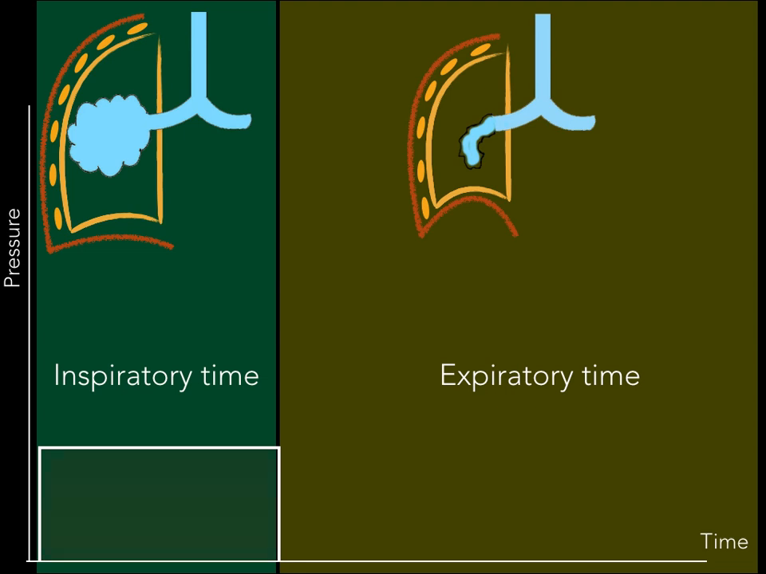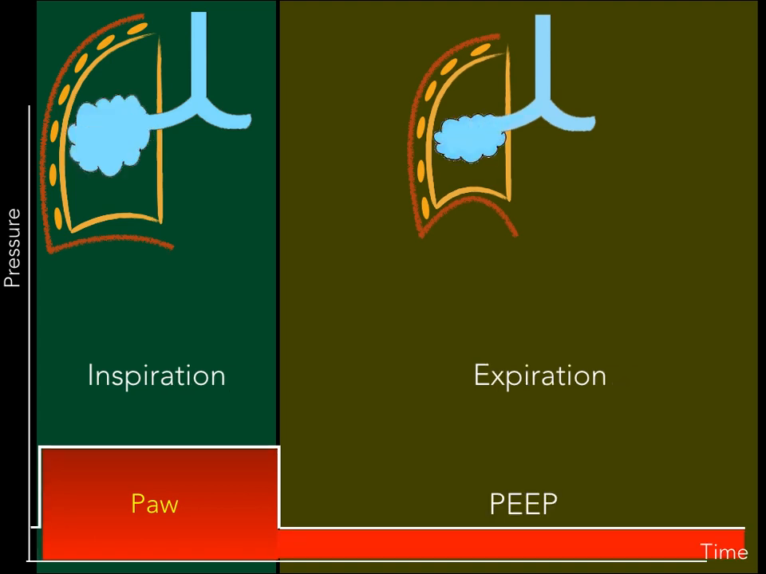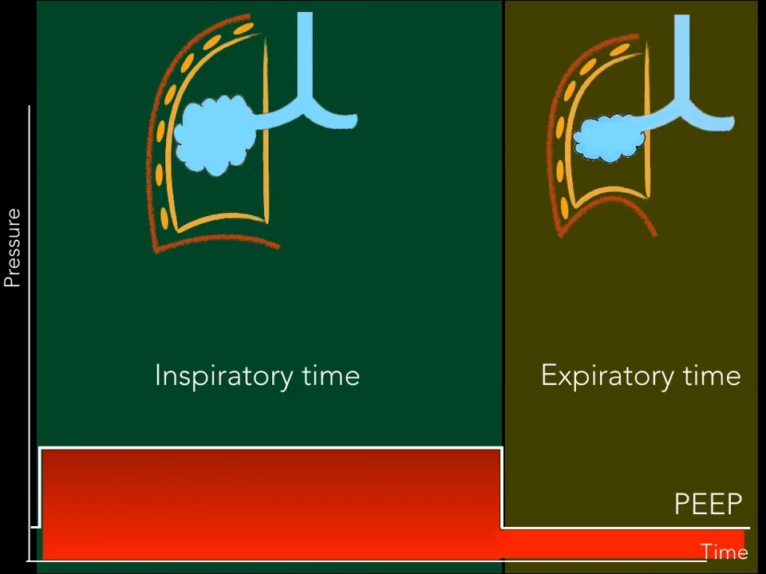The main determinant of oxygenation is the mean airway pressure, which closely reflects the mean alveolar pressure. Mean airway pressure can be increased by a variety of maneuvers, for example, elevating PEEP or increasing inspiratory time.